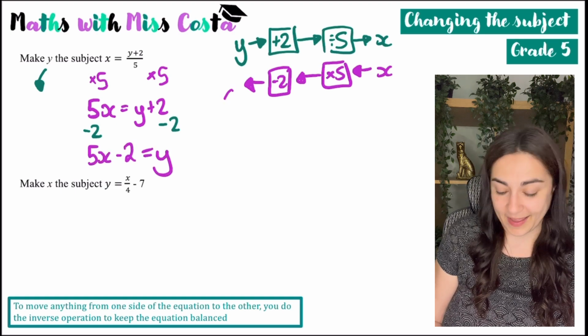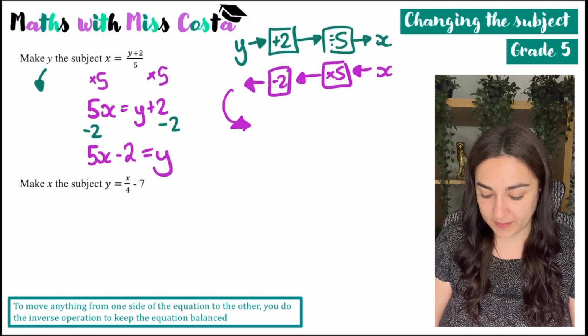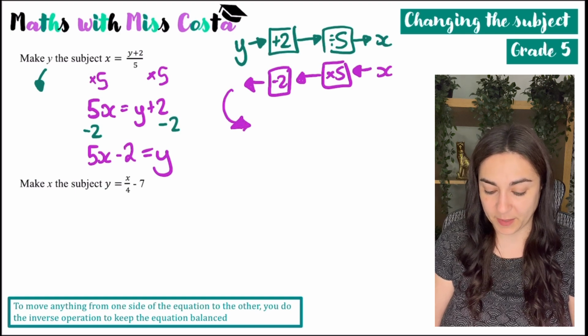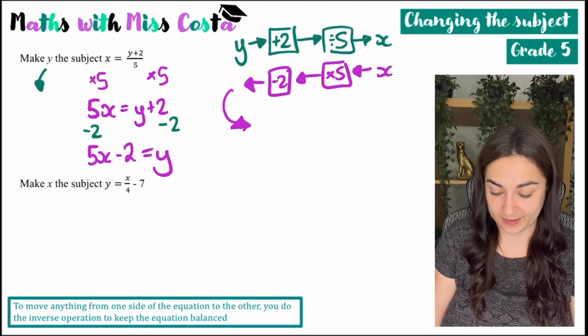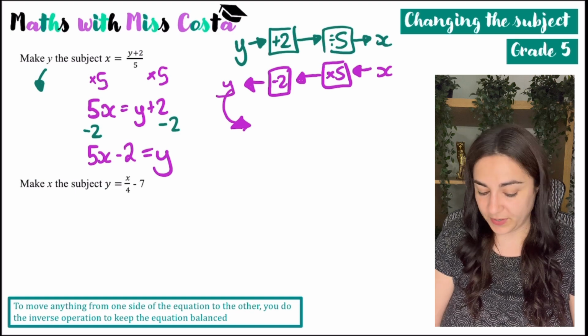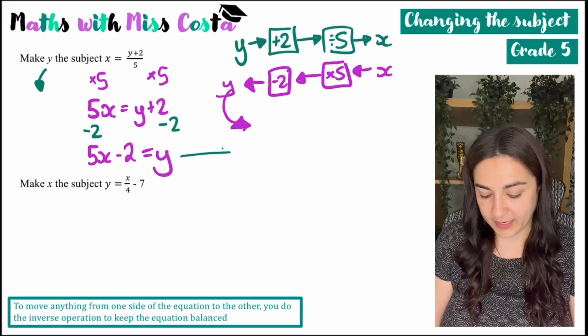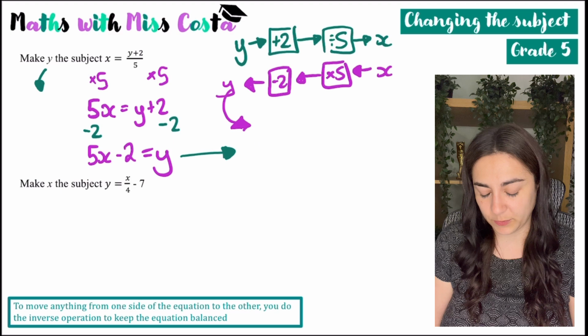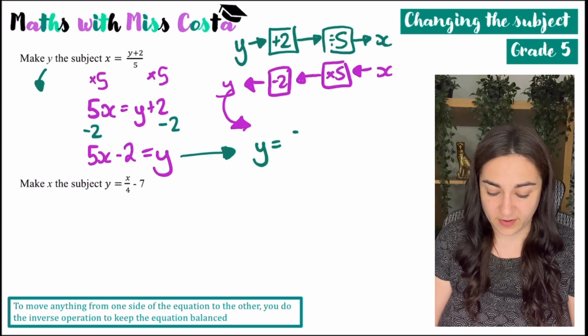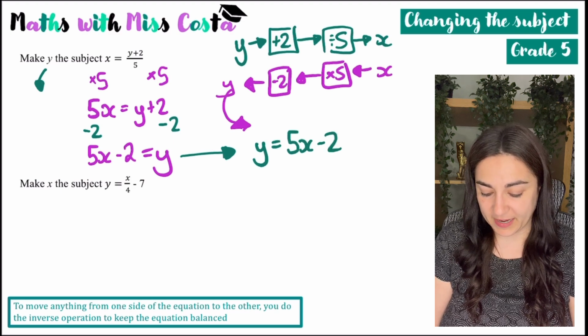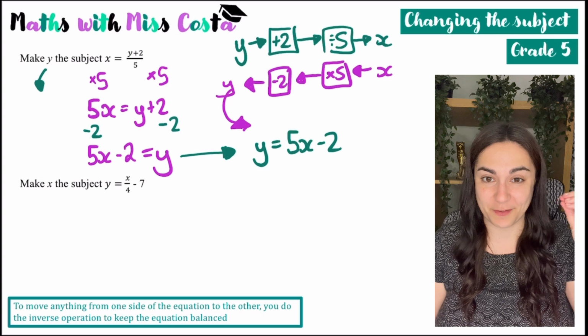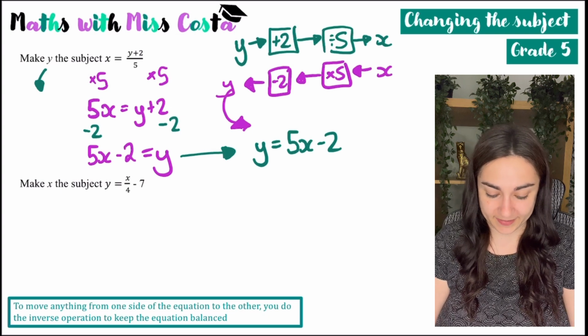Now you could do it like that, or you could have done it from the function machine, because you know that x is being timesed by 5, and then take 2, and that gives you y. So whichever way works best for you. And generally when we make something a subject, we just want to make it so that it's y on this side. It doesn't really matter, they're both the same, but it's just nicer to have the subject on its own on the left hand side.